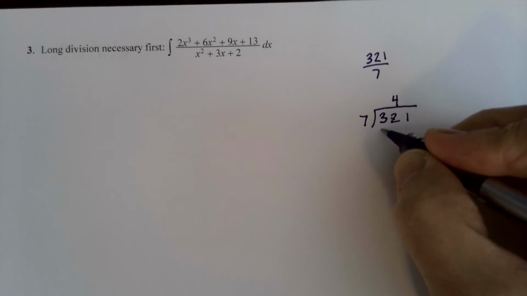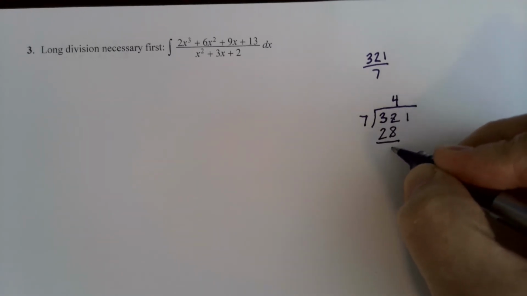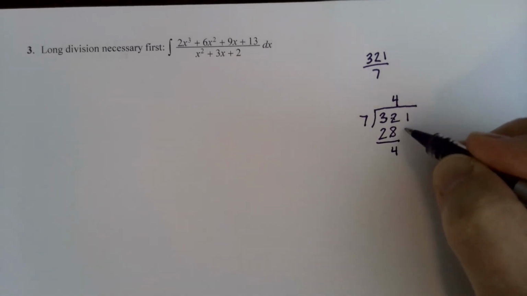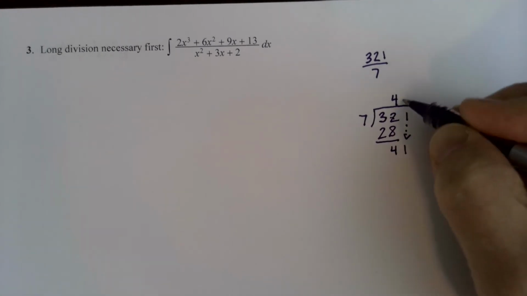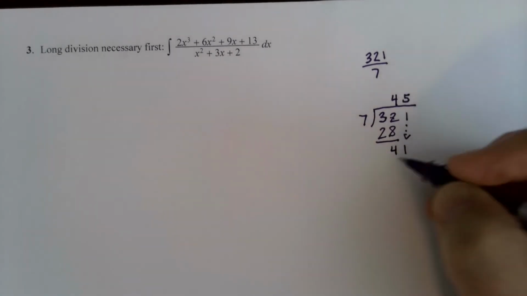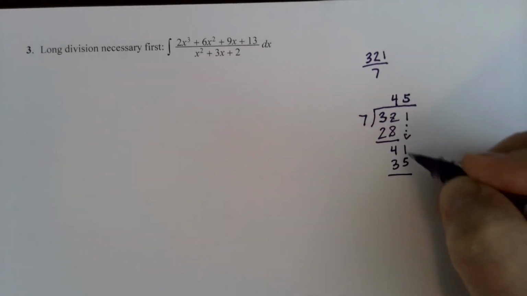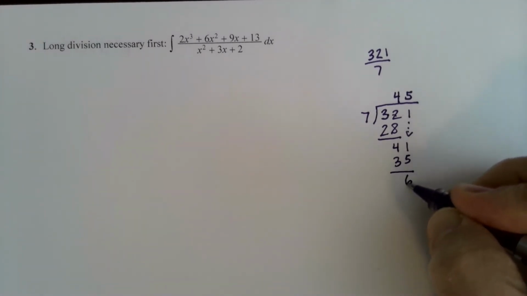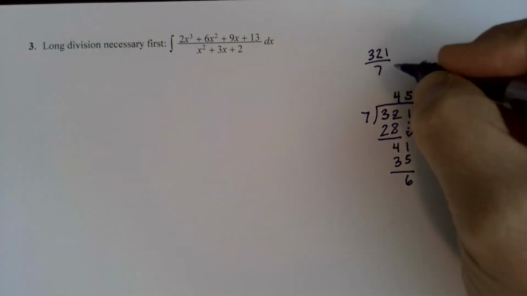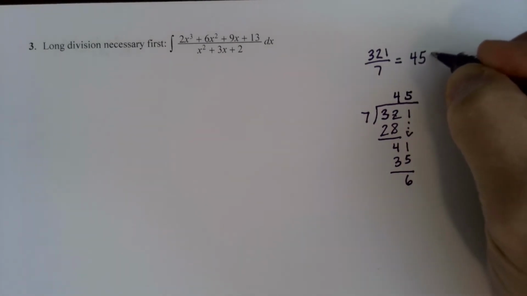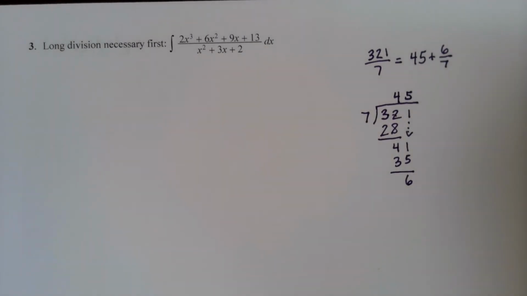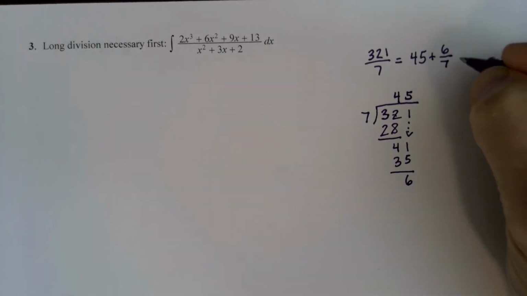4 times 7 we multiply is 28. Now we subtract 32 minus 28. That's 4. Now we bring down that 1. 7 goes into 41. Was that 5 times? 5 times 7 is 35. 41 minus 35 is 6. That's my remainder. And so we write this as 45 plus a remainder of 6 over 7, plus 6/7. That's the way we write that.